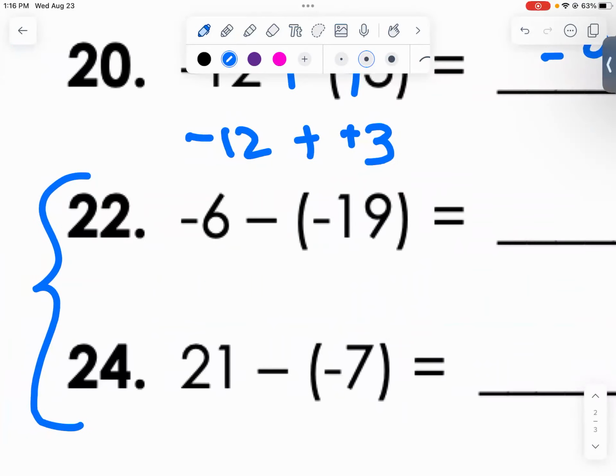All right. Number 22, Kanaya, how do we rewrite that one? Negative 6 plus a positive 19. Sophia, what's negative 6 plus a positive 19? 13. Okay.